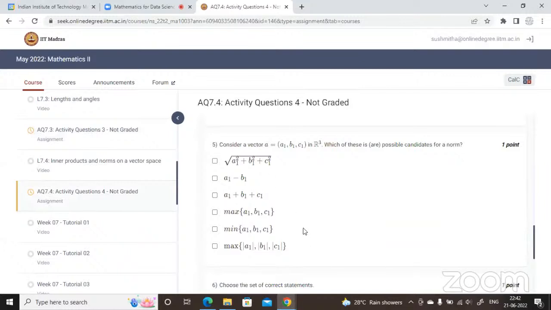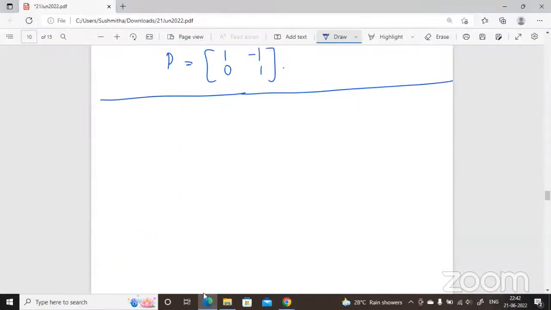A lot of norms are there. So you have a vector A, B, C. Okay, A1, B1, C1. Which of the following are possible candidates for a norm? So you have square root of A1 squared plus B1 squared plus C1 squared. I'll write it as A1, A2, A3 instead. That will be a better notation. So my A is A1, A2, A3. Question is, can this be a norm?